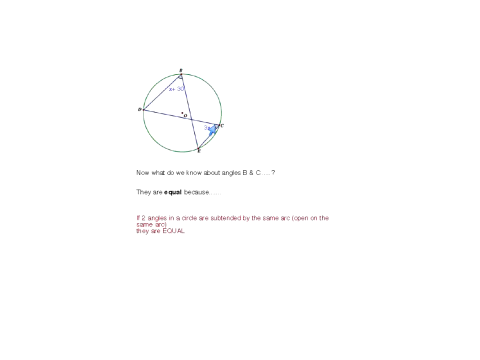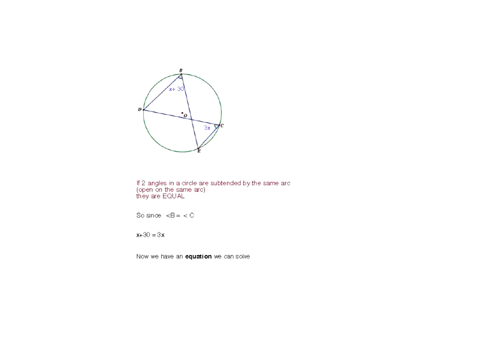Now notice this is a different rule than the one we were looking at earlier, because one of the two angles was a central angle. In this situation, we don't have a central angle. We just have two angles within a circle, and they're both subtended by the same arc, so they're both equal. So B equals C, and let's see where that's going to get us. Since B is equal to x plus 30 and C is equal to 3x, if B equals C, then we can also say that x plus 30 equals 3x.